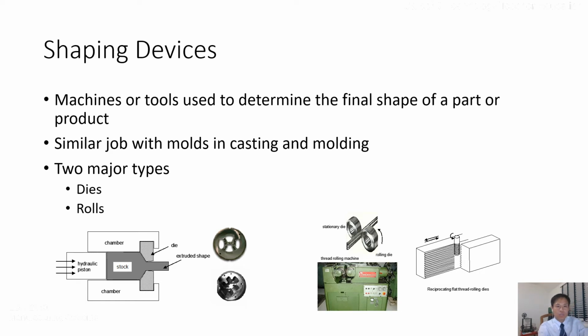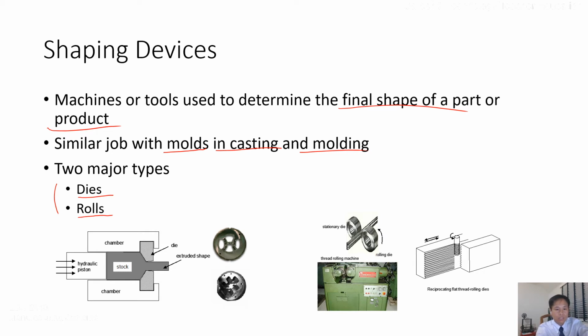So about the shaping devices, there are certain shaping devices. Shaping devices are machines or tools used to determine the final shape of a part or product. A similar job is the mold in casting, but there are two major types of shaping devices. One is dies and rolls. The die plays a similar role as the die in die casting.